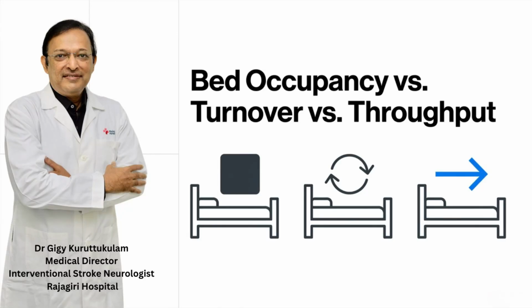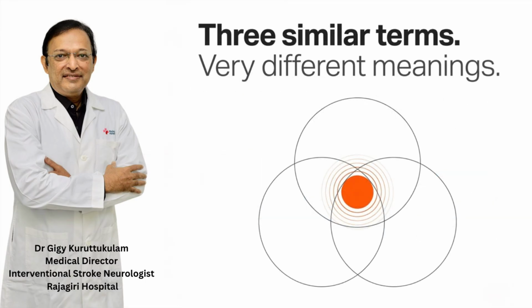In the last video, we spoke about bed throughput and how it determines how efficiently a hospital functions. But today, I want to clarify something very important because this is where most doctors get confused. We often hear three terms: bed occupancy, bed turnover, and bed throughput. They sound similar, but they are very different.